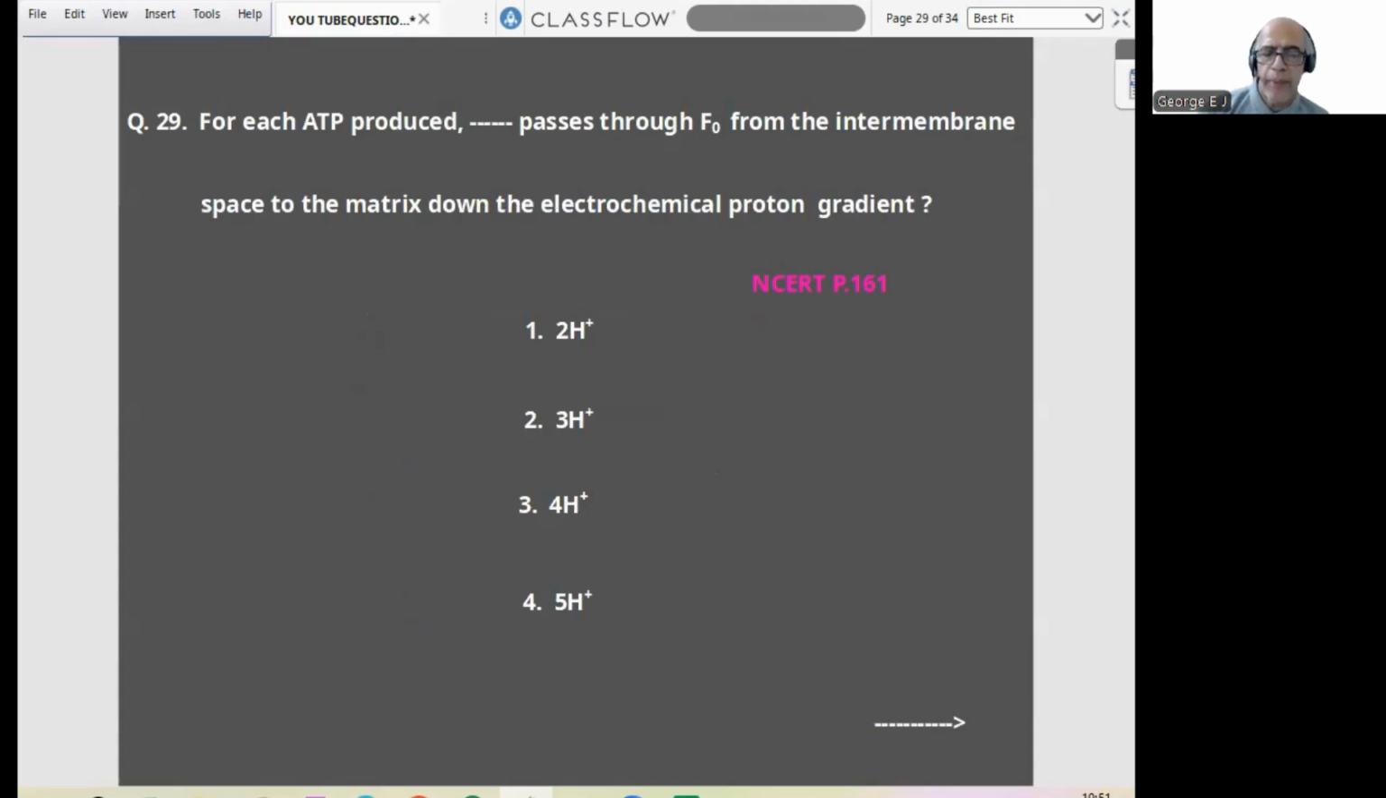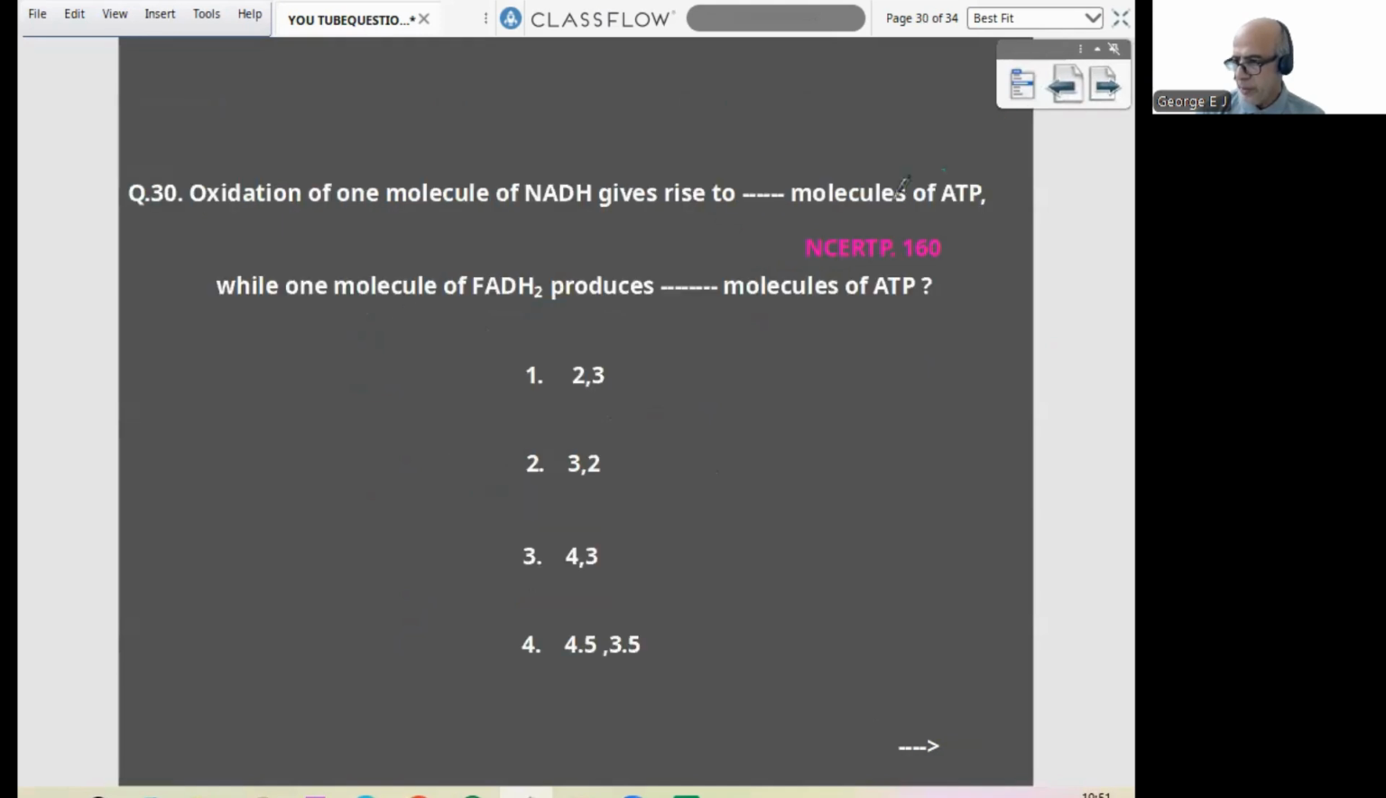Now 29. For each ATP produced, dash H+ pass through F0 from the intermembrane space to the matrix down the electrochemical proton gradient. Direct NCERT line. What NCERT gives is 4H+. So the option is 3. Now next.